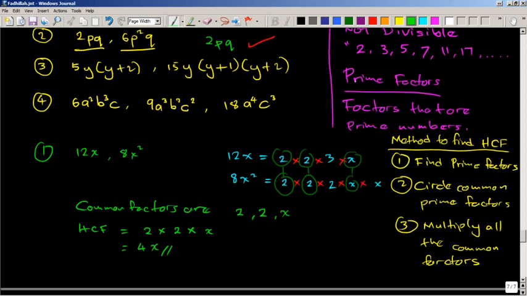Okay. Third question. These two numbers. Okay, it's getting more intimidating. Try it out. Dia tengok ada nombor yang dalam kurungan, dalam bracket, y plus 2 and y plus 1. You don't have to expand them. Just leave the numbers like that. Don't expand. Try to find the common factors.